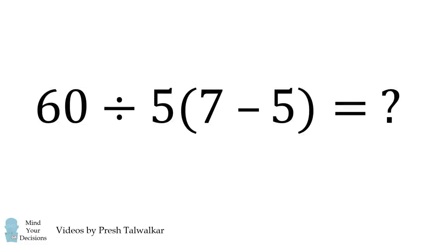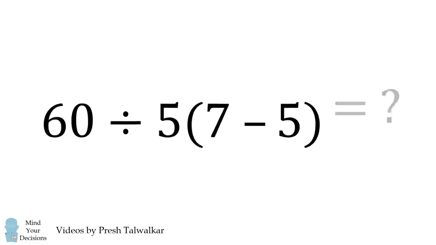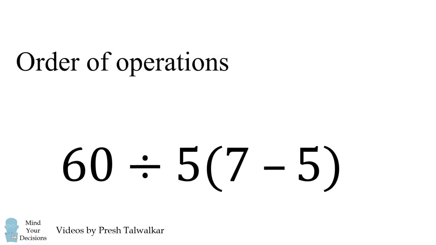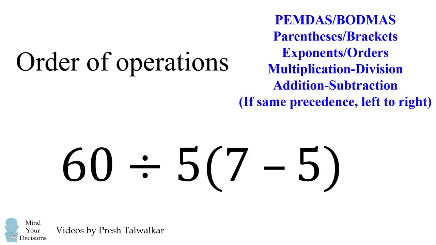The problem is 60 divided by 5, parentheses 7 minus 5. What is this equal to? We'll solve this using the order of operations. This is commonly referred to as PEMDAS or BODMAS. It refers to the precedence of operations. We first have parentheses/brackets, then exponents/orders, then multiplication/division, and finally addition/subtraction. If you have multiple operations of the same precedence, you should evaluate them from left to right.